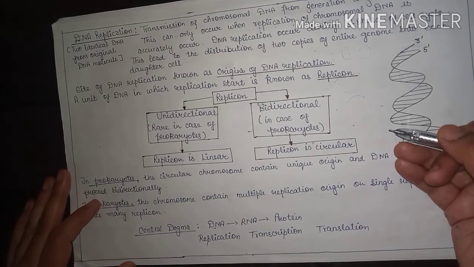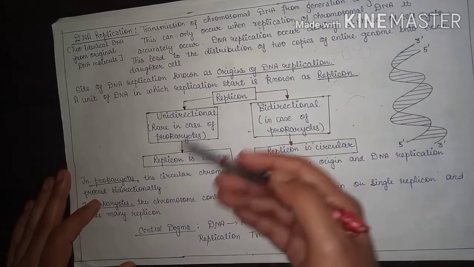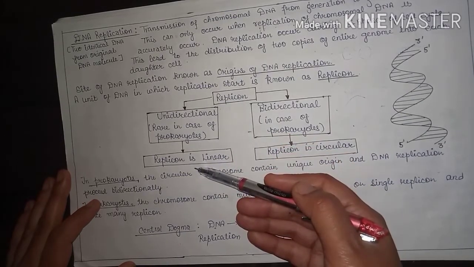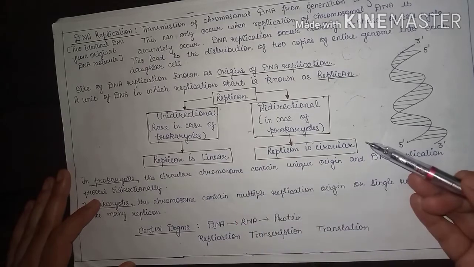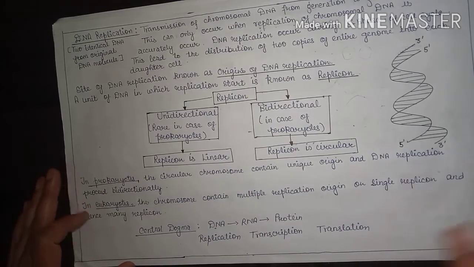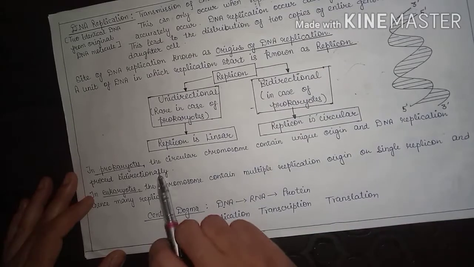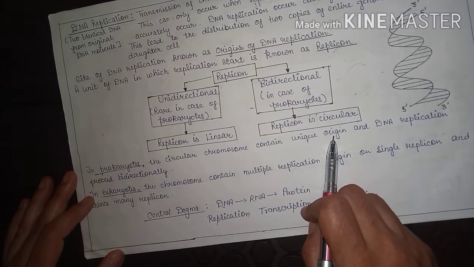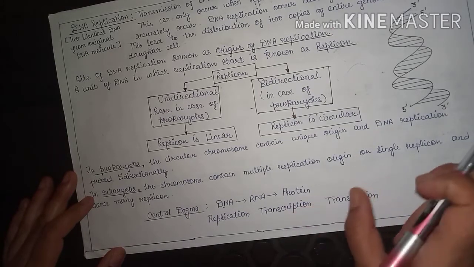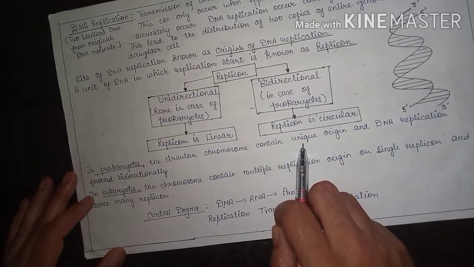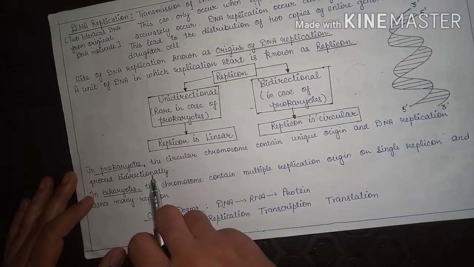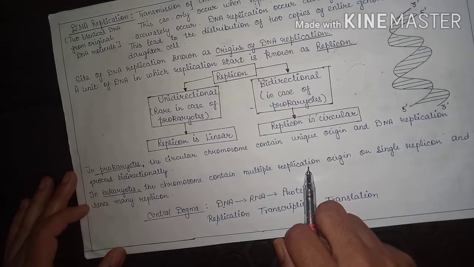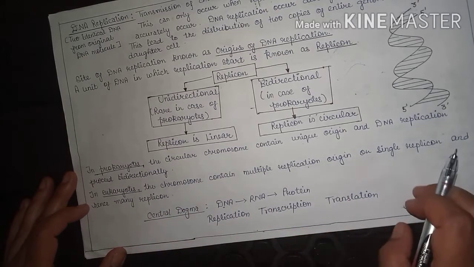In eukaryotes, a unidirectional type of replicon is present, and the replicon is linear, while in the bidirectional case the replicon is circular. In prokaryotes, the circular chromosome contains a unique, specific origin where replication starts, and DNA replication proceeds bidirectionally. In eukaryotes, there are multiple replication origins present on a single replicon.